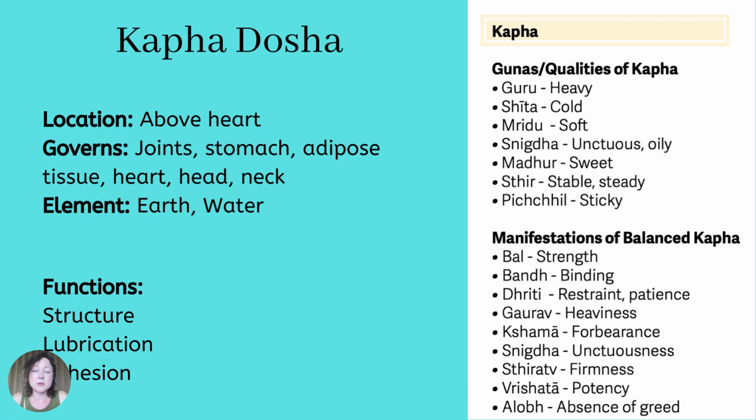The qualities of Kapha under the Kapha finger can be felt as heavy, cold, soft, unctuous, oily, sweet, stable, steady, and sticky. Manifestations of balanced Kapha: strength, binding, restraint, patience, heaviness, forbearance, unctuousness, firmness, potency, absence of greed.